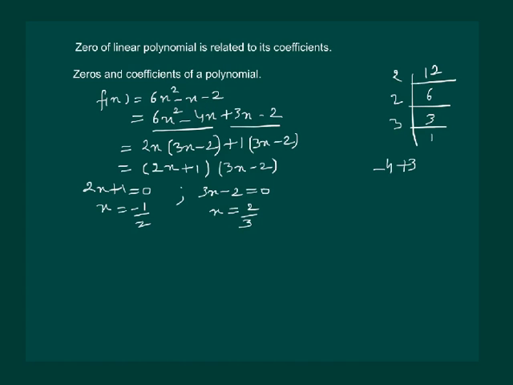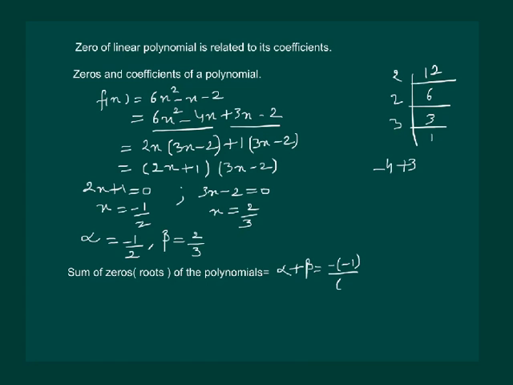Let us give names to these zeros of polynomial f(x). Say alpha is one of the zeros and beta is the other zero of the polynomial f(x). Then the sum of the zeros of the polynomial, that is alpha plus beta, will come out to be minus of minus 1 by 6, which is equal to minus the coefficient of x whole divided by the coefficient of x square.